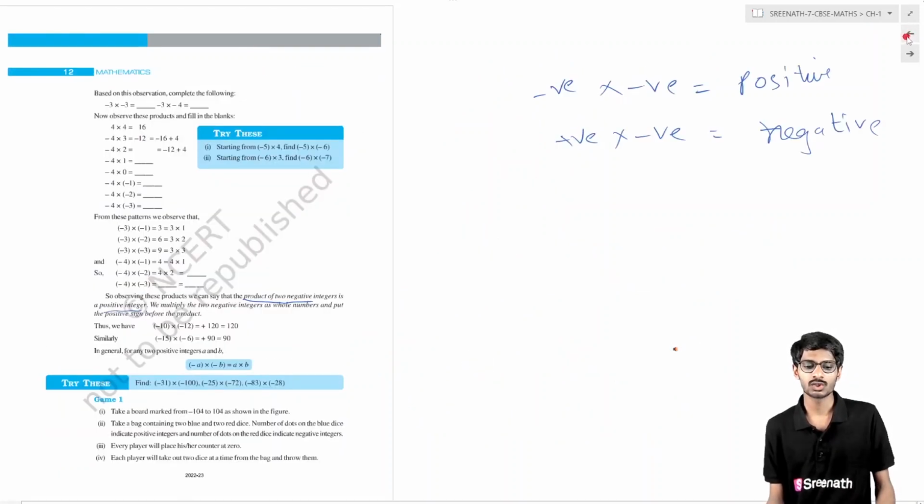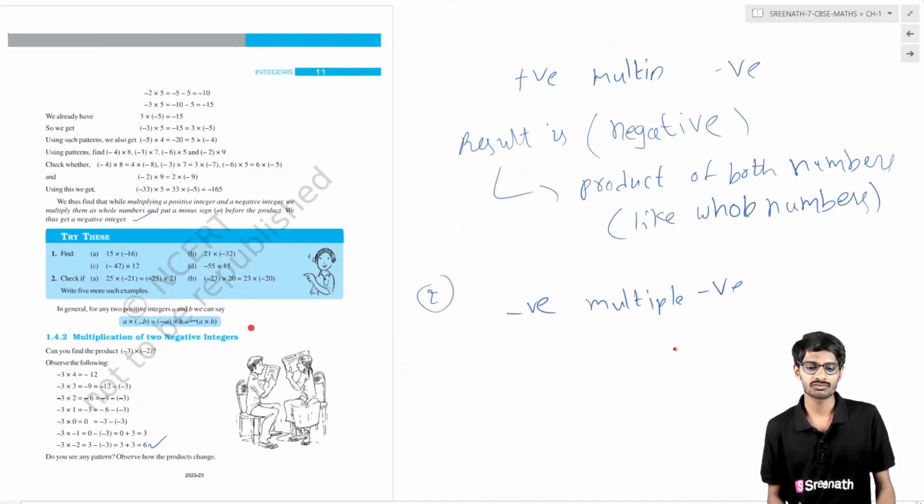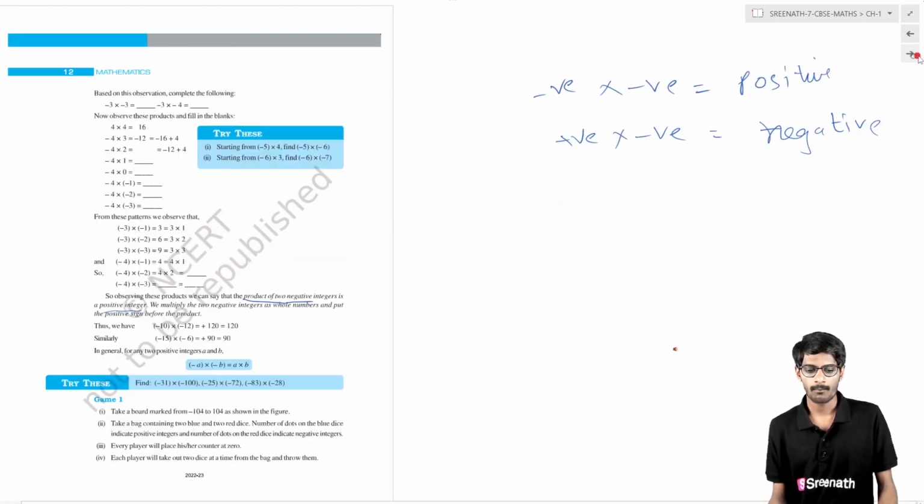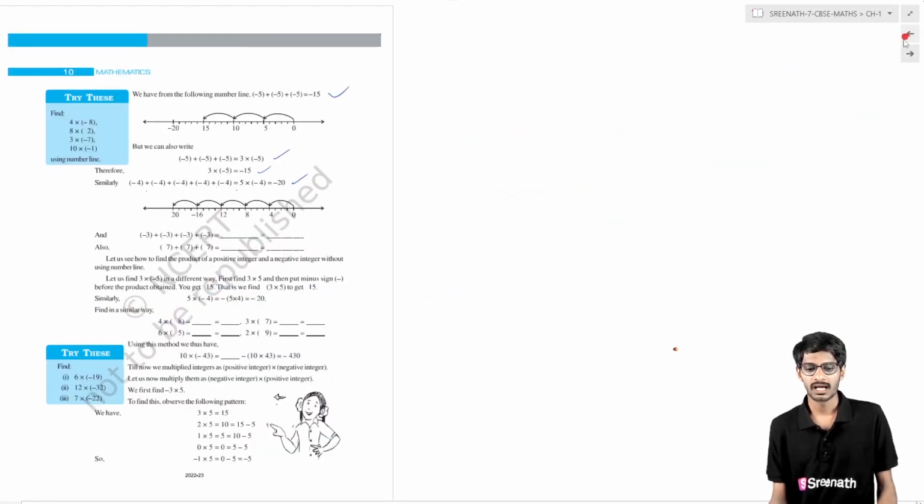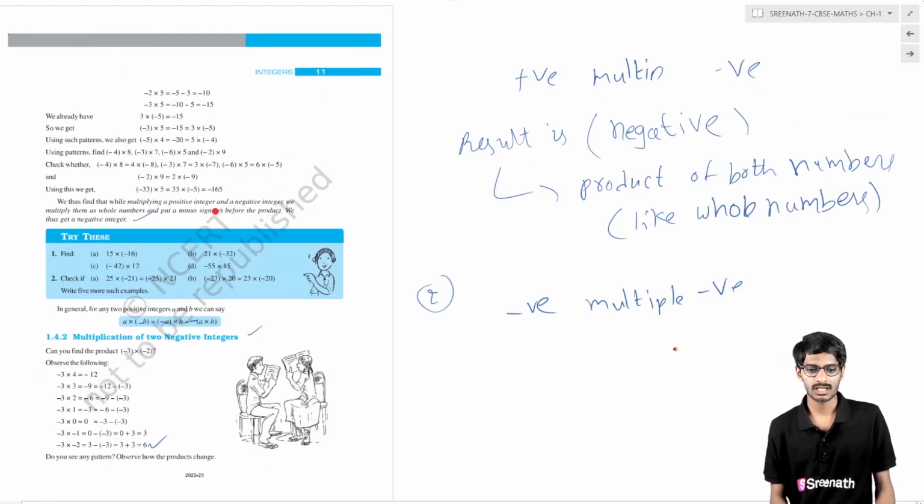What happens when two negative integers are multiplied? Multiplication of two negative integers gives a positive integer. The product of two negative integers is positive. What happens when a positive is multiplied with a negative? While multiplying a positive and a negative number, we multiply them as whole numbers and we put a minus sign. That's it, which means the result is a negative integer.